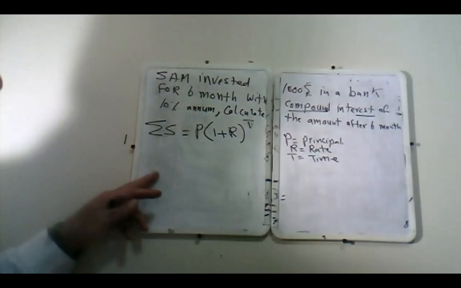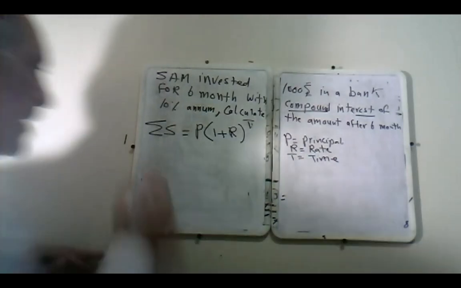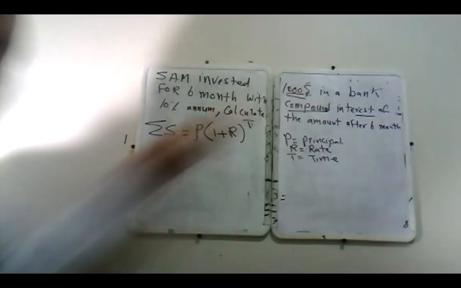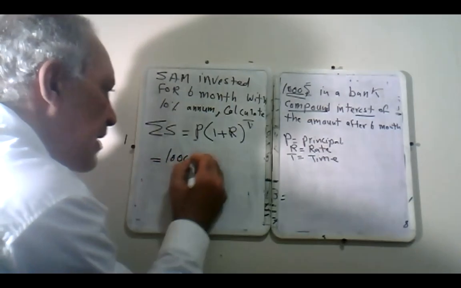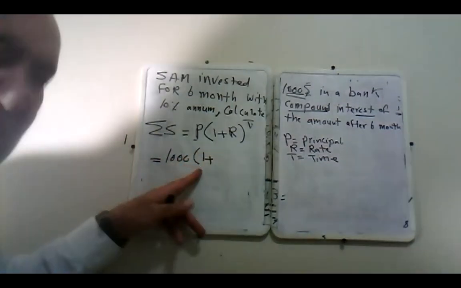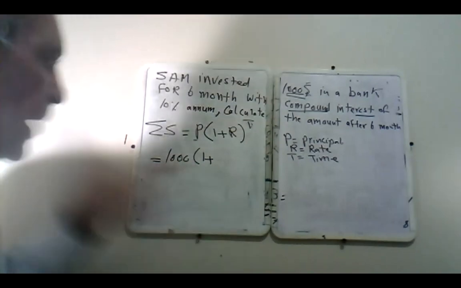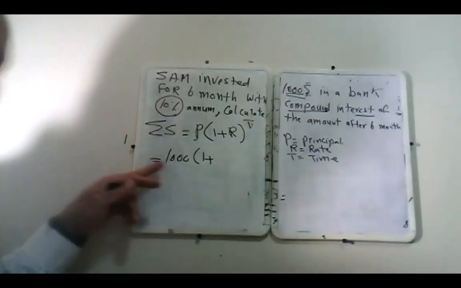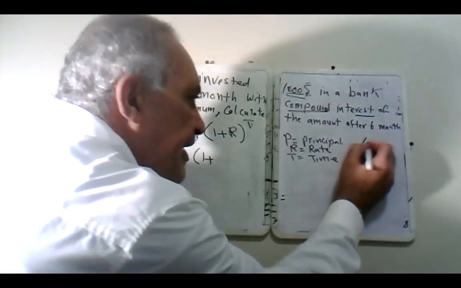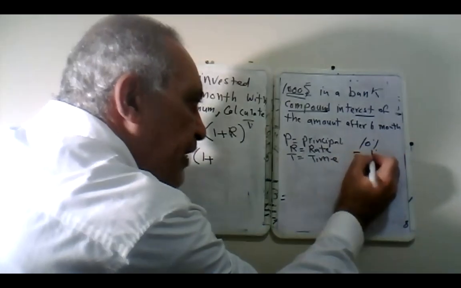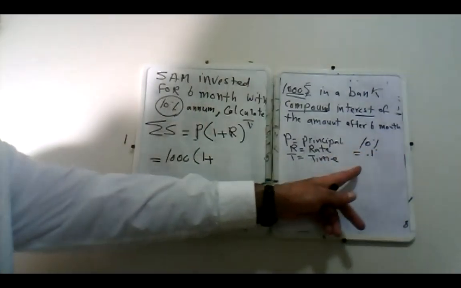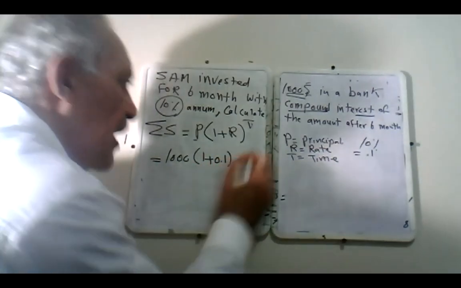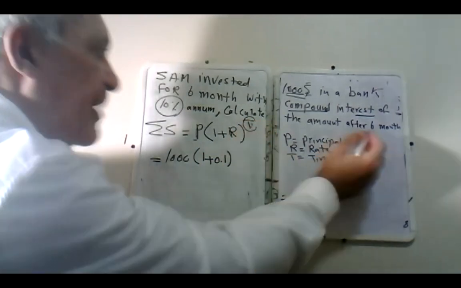Okay, then that will go to the next point. Then I will substitute. The principal is how much? $1,000. The principal is $1,000 multiplied by 1 plus. The 1 is constant. We don't change it. 1 plus the R, the rate of interest is 10%. The R is 10%, so 10% equals 0.1. So 1 plus 0.1. The power, or the T, the time, is 6 months.